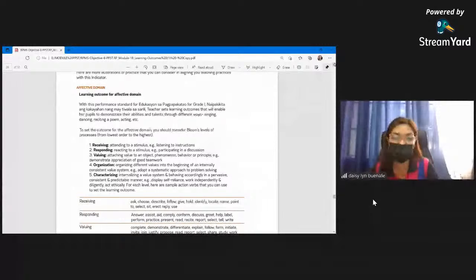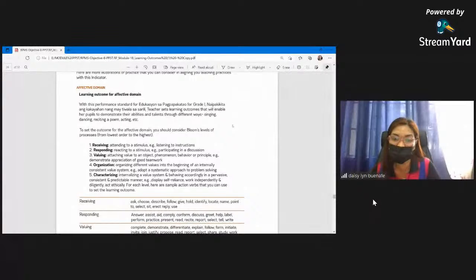So to set the outcome for the affective domain, you should consider Bloom's levels of processes. Okay, so we have receiving, attending to a stimulus. Example, Annie is listening to instructions or setting of standards by the teacher. Responding, acting to stimulus. Example, participating in a discussion.